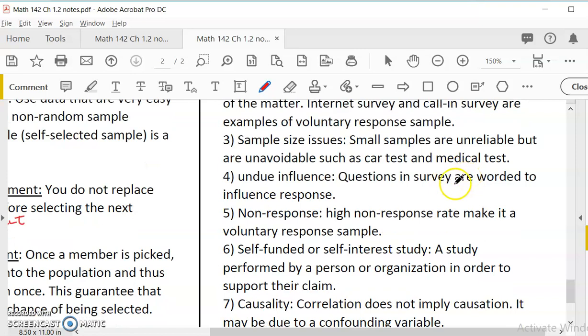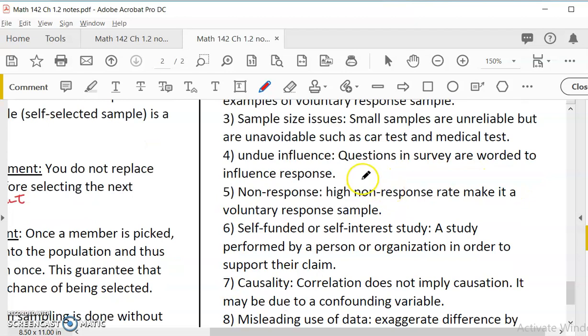Sometimes a statistical study could be influenced by the questions. So undue influence would be a question in the survey worded to influence the response. So you might not have a good statistical study even if your sample is good.